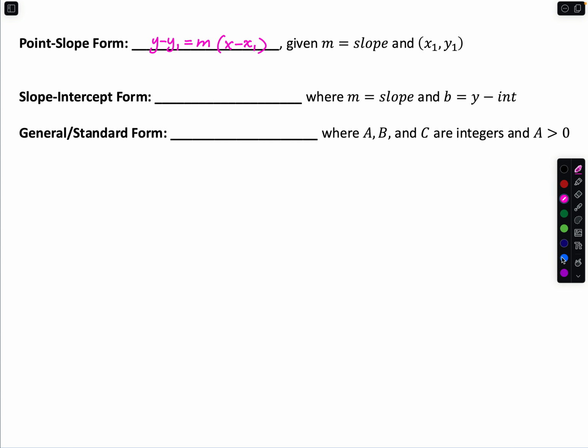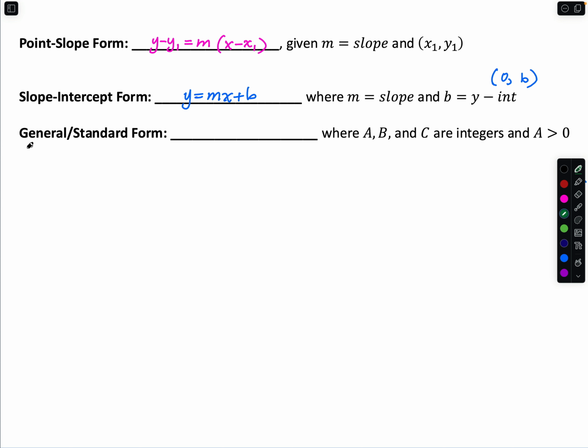Slope intercept form is probably the most common, or the most popular form. It's this y equals mx plus b, where again, the two things that you're looking for in this equation are m and b. M represents the slope, and b is the y-intercept, but a better description of b is the y-coordinate of the y-intercept, because the y-intercept is a point. It's a point that has an x-coordinate of 0, and then the y-coordinate would be that value of b.